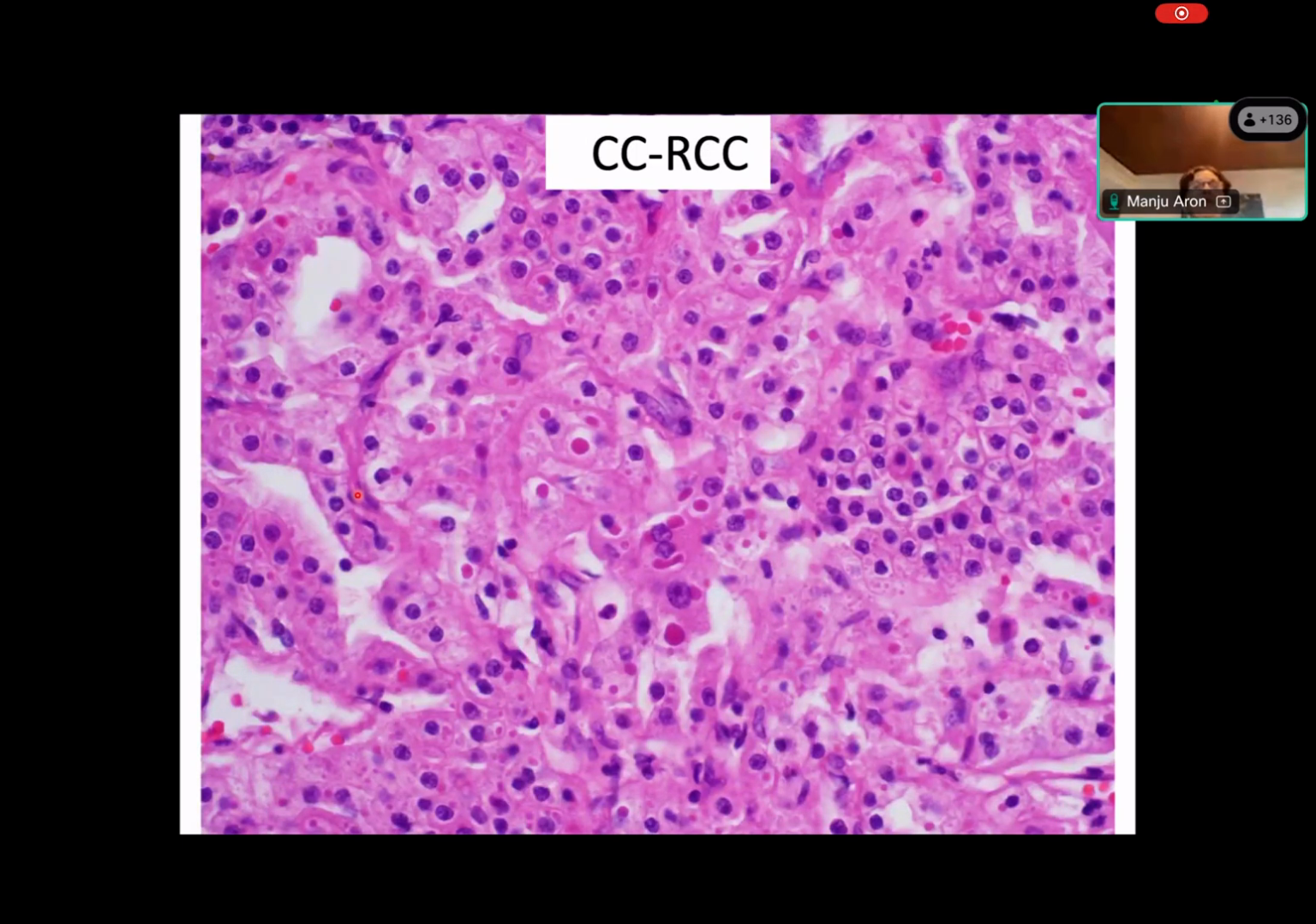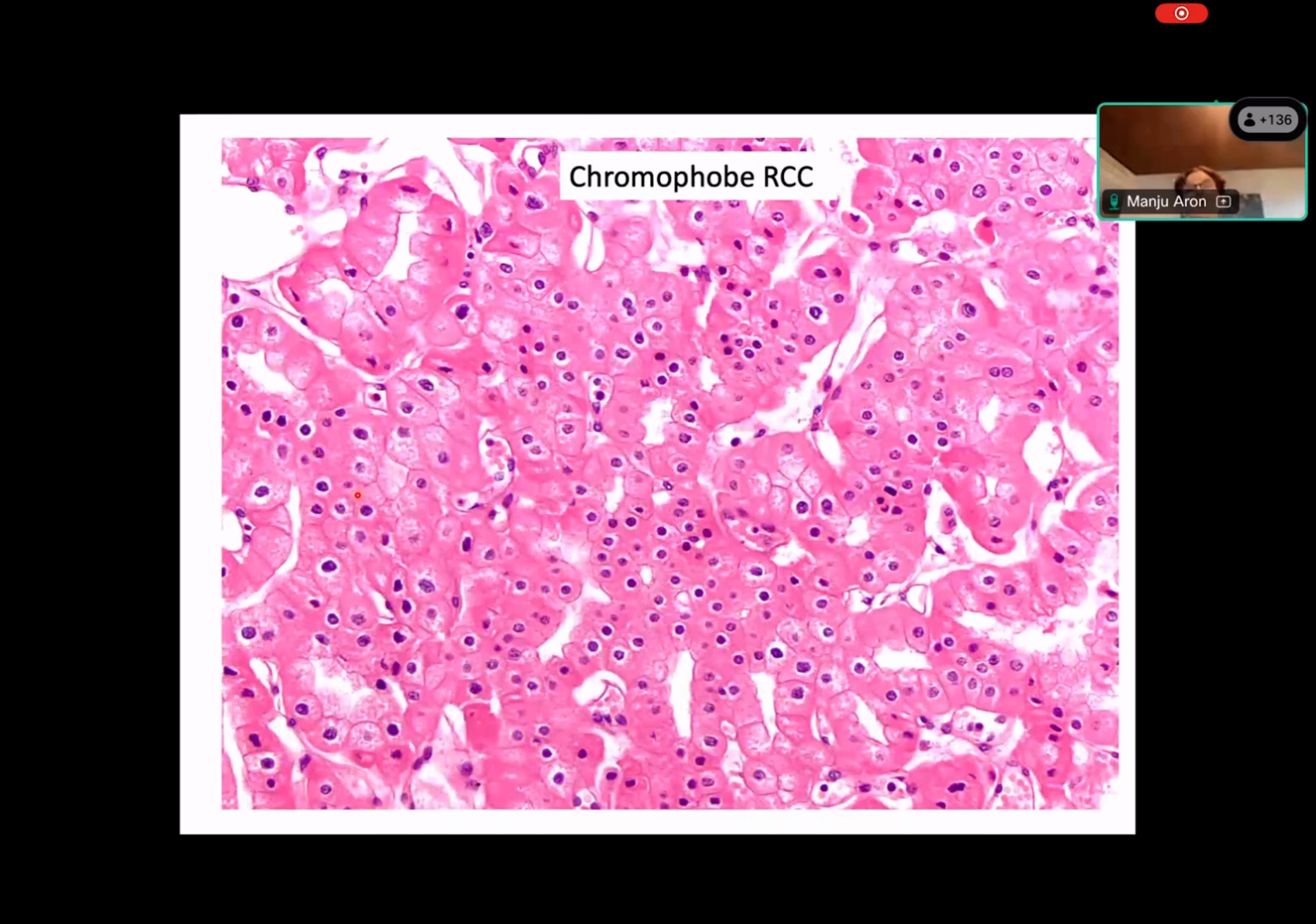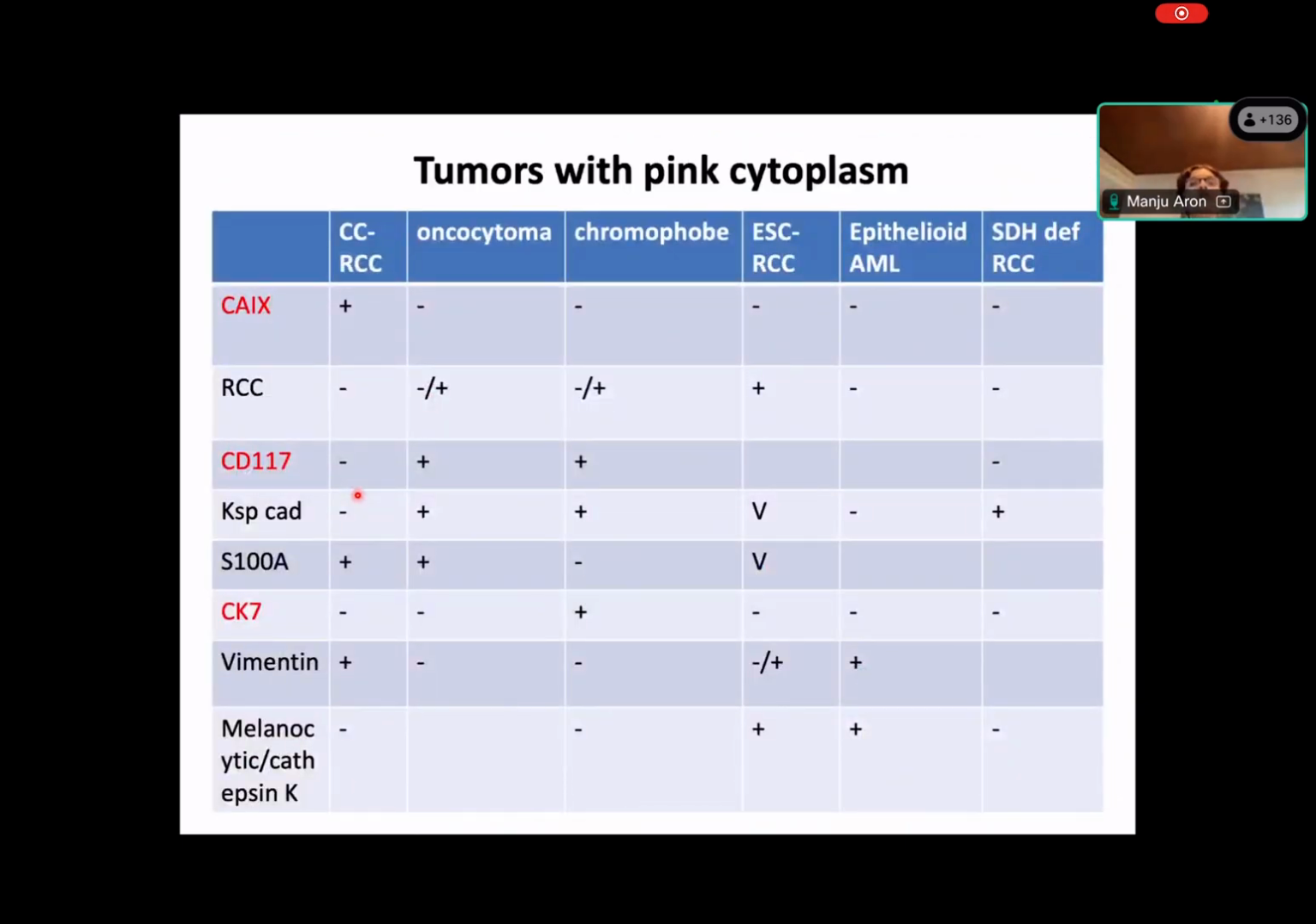What is your differential diagnosis? Now, pink tumors can also be clear cell RCC, oncocytoma, chromophobe RCC, and this is a different kind of stains that you can use for tumors with pink cytoplasm. But believe me, I don't use all these stains. I will use the stain depending upon the differential. But CA9 is very helpful because it'll help include or exclude clear cell RCC, right?